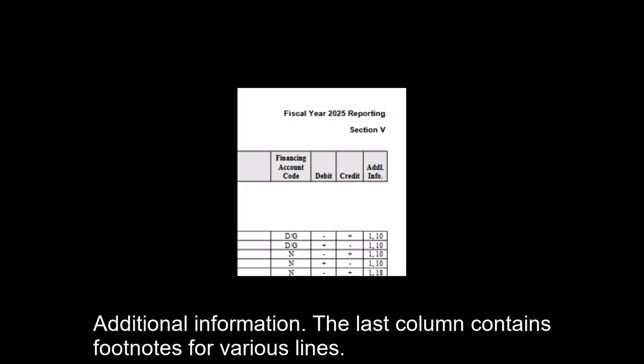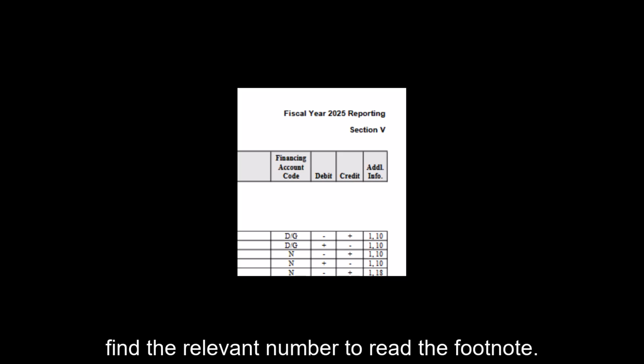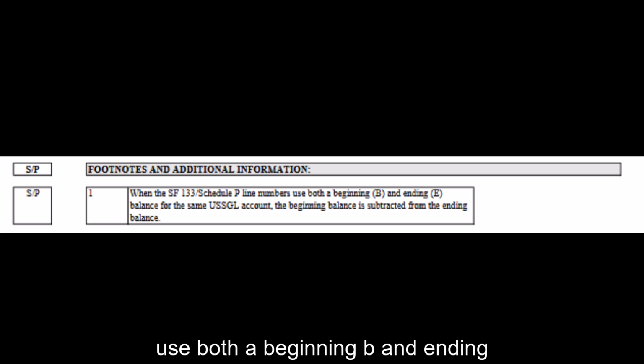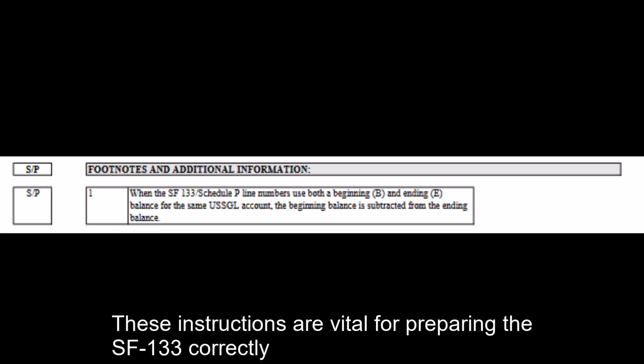Additional information. The last column contains footnotes for various lines. If you see a number here, scroll to the bottom of the crosswalk and find the relevant number to read the footnote. For example, footnote 1 says, when the SF-133 or Schedule P line numbers use both a beginning B and ending E balance for the same USSGL account, the beginning balance is subtracted from the ending balance. These instructions are vital for preparing the SF-133 correctly.